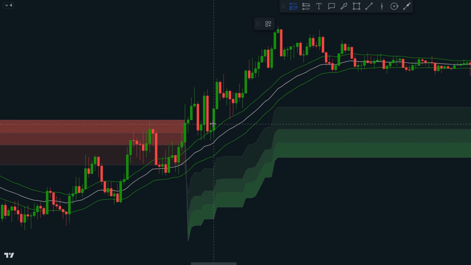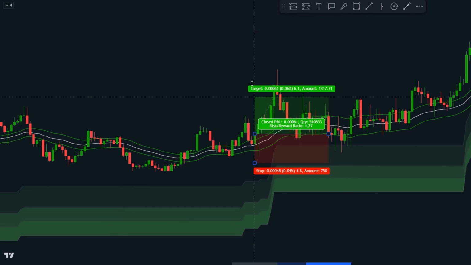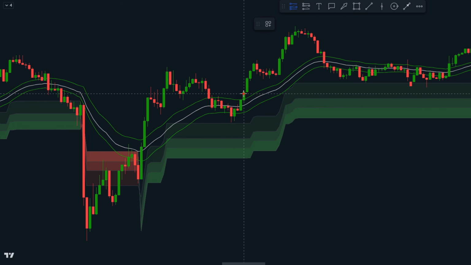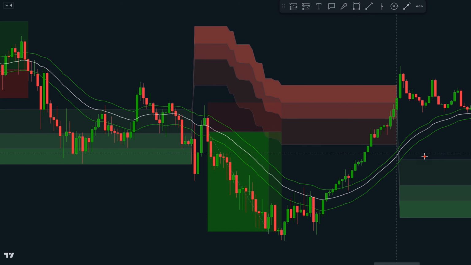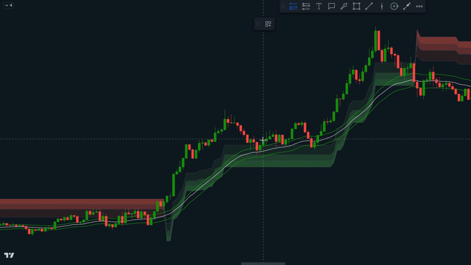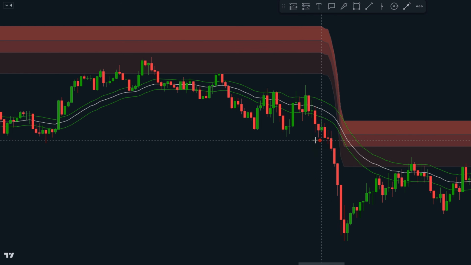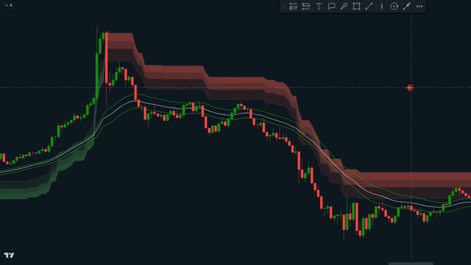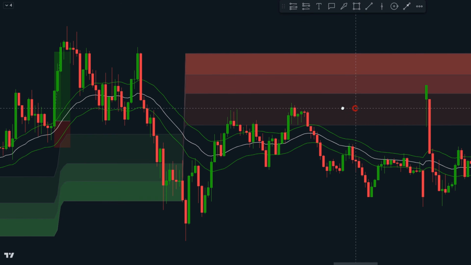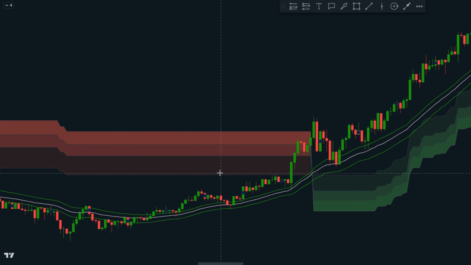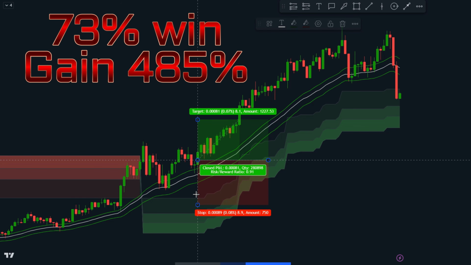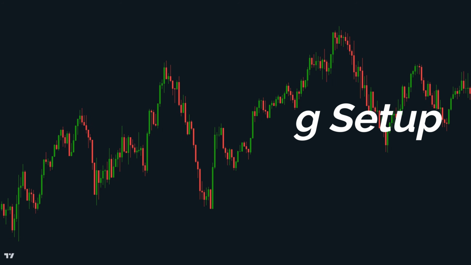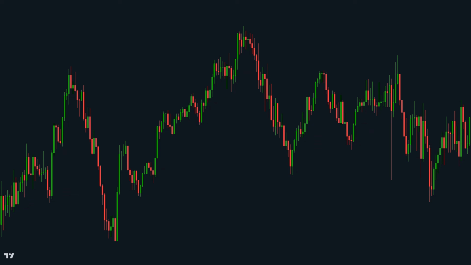We backtested it on the Euro US dollar 5-minute chart. $100 trades over 1 month. Impressive 73% win rate. Returned a 485% profit. This is number 1 setup. Once you understand the strategy, you may find that you won't need to rely on other strategies anymore.